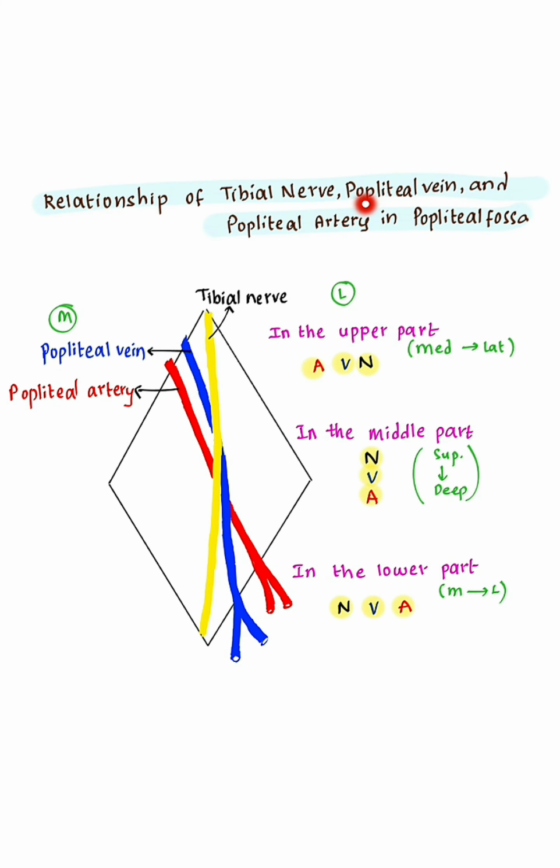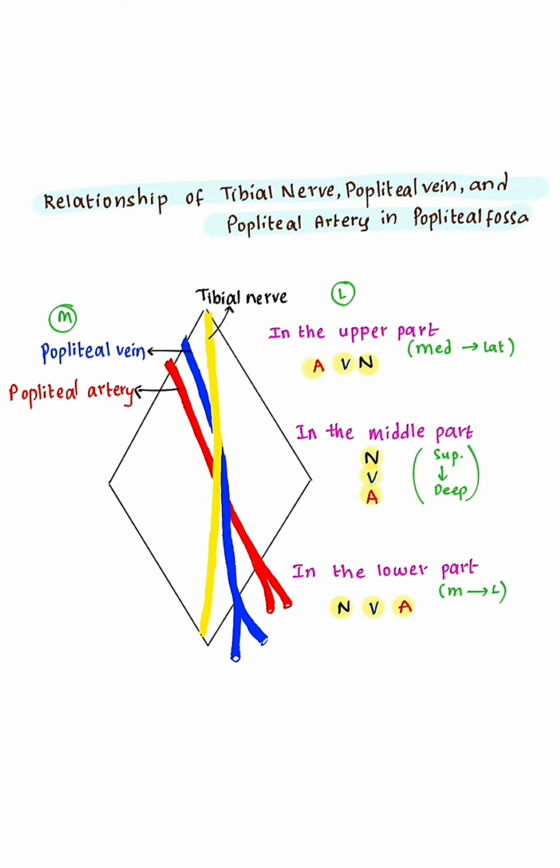Relationship of tibial nerve, popliteal vein and popliteal artery in popliteal fossa. You can see in the upper part of popliteal fossa, from medial to lateral, this is medial side, lateral side, A, V and N structures are present: popliteal artery, popliteal vein and tibial nerve. In the middle part and lower part, just reverse N and A.